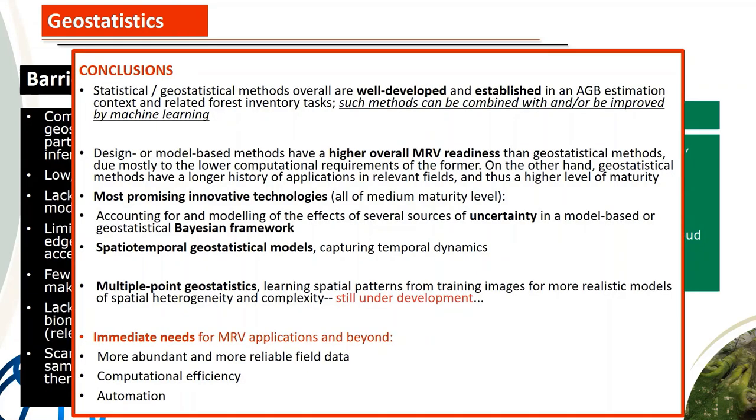So, conclusions. The main conclusion is that the geospatial methods are overall well developed and established in the above ground biomass estimation context, and such methods can be combined with and/or be improved by machine learning. Other important conclusions include promising innovative technologies that are already maturing.